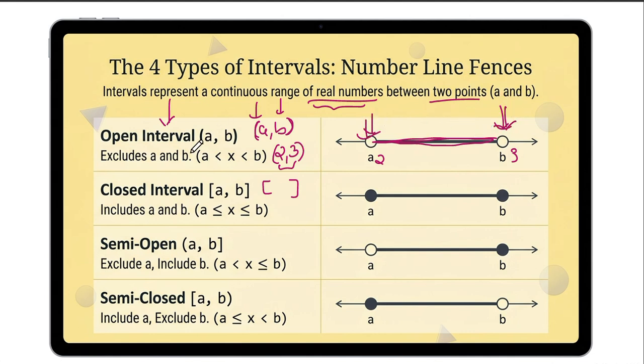Another way we write the open interval is like this: a < x < b. Here strictly less than is used, and strictly less than means open interval. The second is close interval.